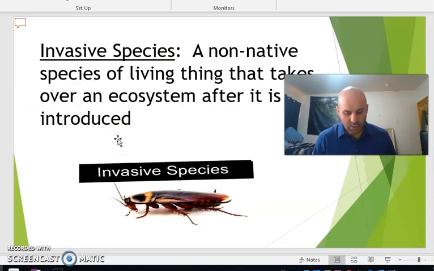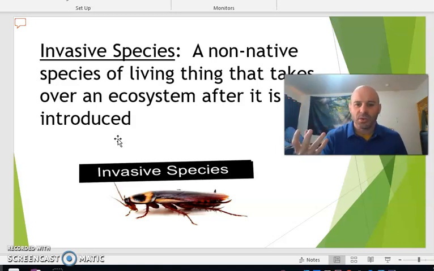So that brings us to a pretty good definition of an invasive species: a living thing that is introduced to an ecosystem, and it spreads quickly and disrupts the normal balance of the ecosystem there. In other words, an invasive species is a non-native species of living thing that takes over an ecosystem after it is introduced. All right, so now I'm going to do a quick example report of a native species.